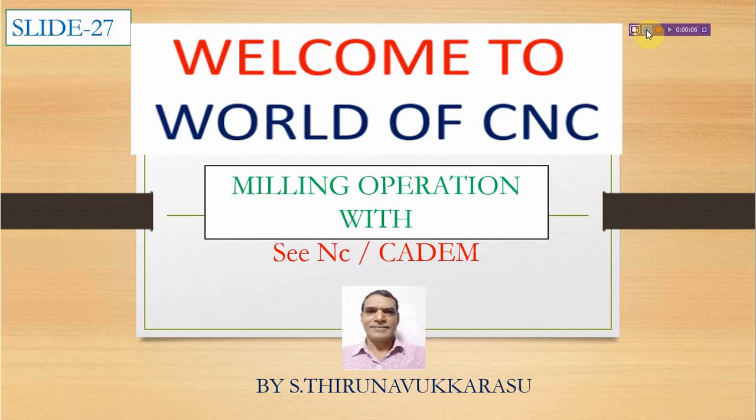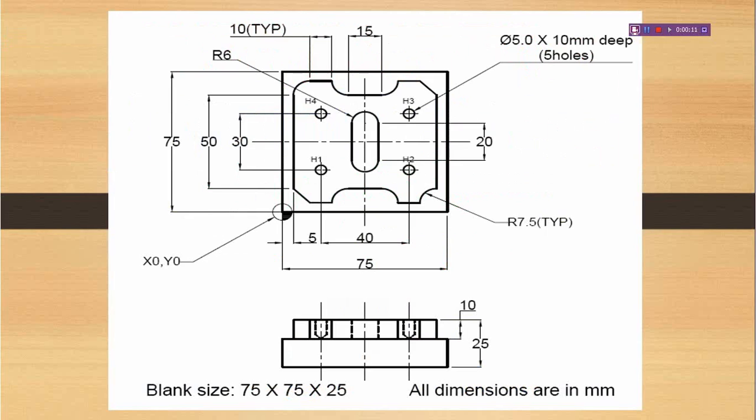Here you will see the milling operation with the CNC Cadem software. This is the profile. We have 4 drilling spots and this is for the side milling operation, and in the middle we have a slot. This is slot milling. So the first one is a spot drilling operation at 4 spots. The second one is peck drilling, and then the side milling operation. Finally we go for the slot milling.